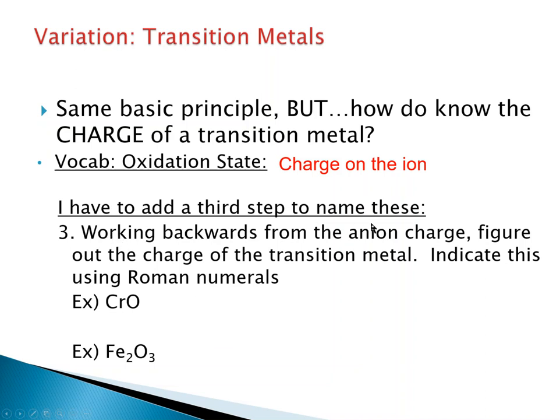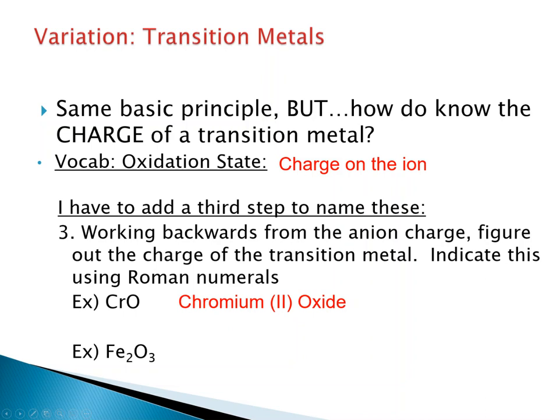So we're going to use the charges we know to figure out the charges we don't. So we're going to work backwards from the charge of the anion, figure out what the charge of the transition metal must be, and then write that charge in the name with the Roman numeral. So CrO, this is chromium and oxygen. Now, I know that chromium is a transition metal because it's in group 6. Oxygen, we know, has an ionic charge of 2 minus. Since there's only 1 chromium and 1 oxygen, the chromium must have a charge of +2, so this compound is chromium 2 oxide.